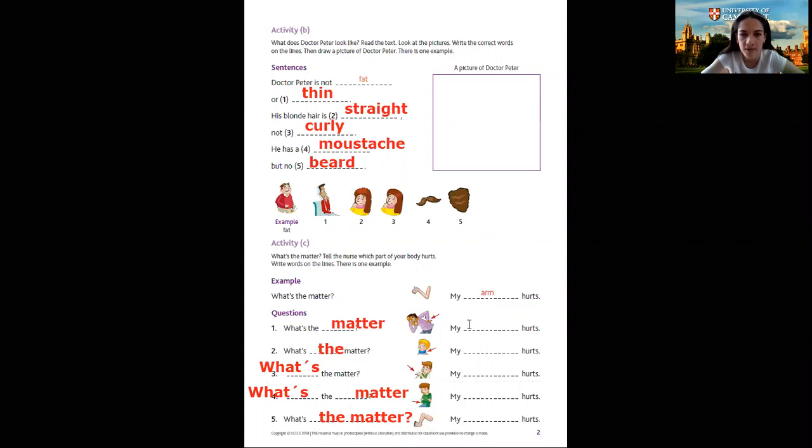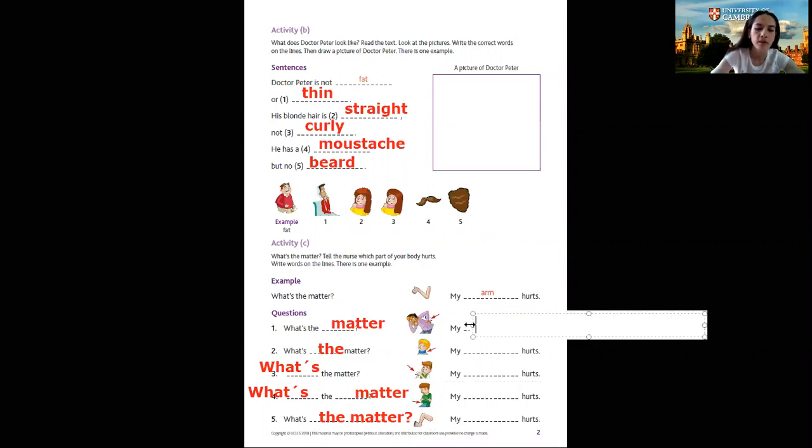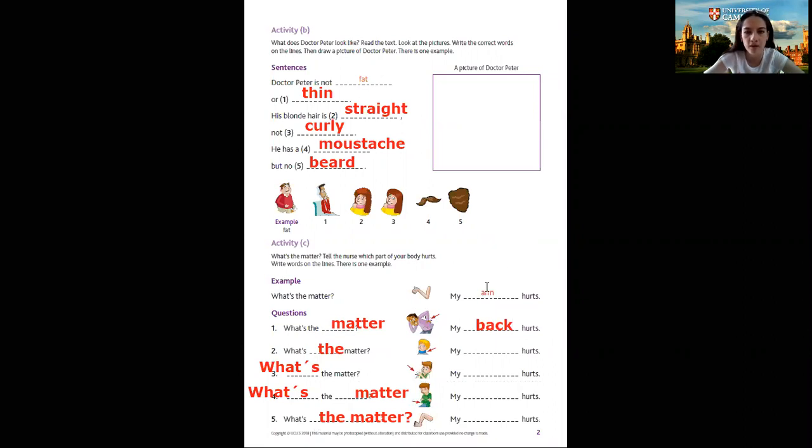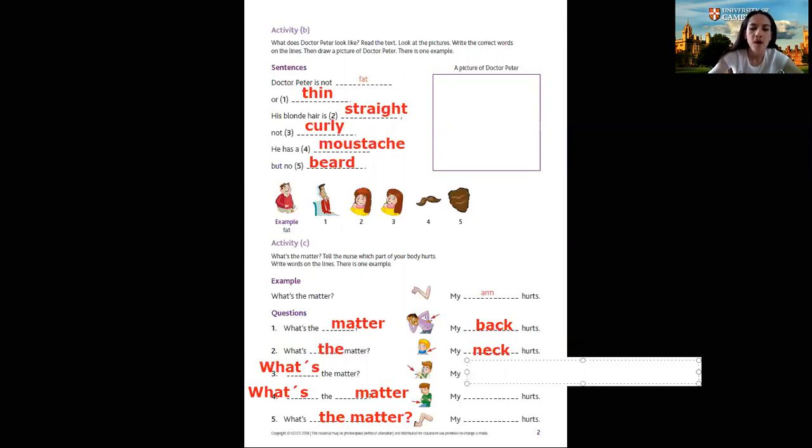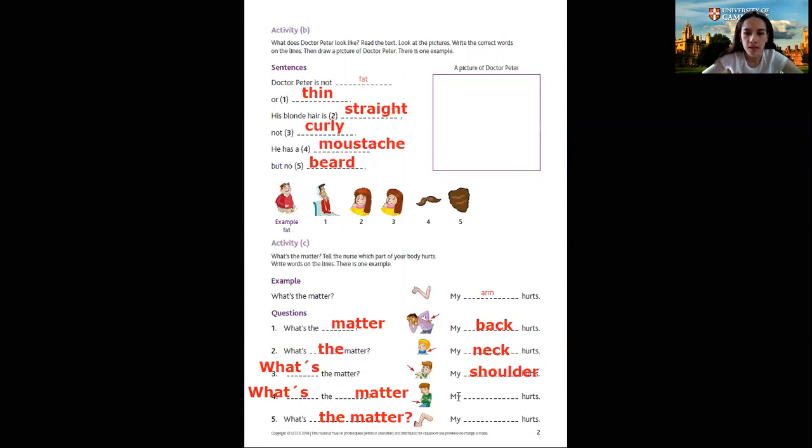What is the name of this? Remember? Yes, my back hurts. Here, what's the name of this? My neck hurts. What is the meaning of this? Well, the name for this is my shoulder. Remember this? Shoulder. This one, we saw it a moment ago, stomach. Okay, my stomach hurts. And how do we say this?